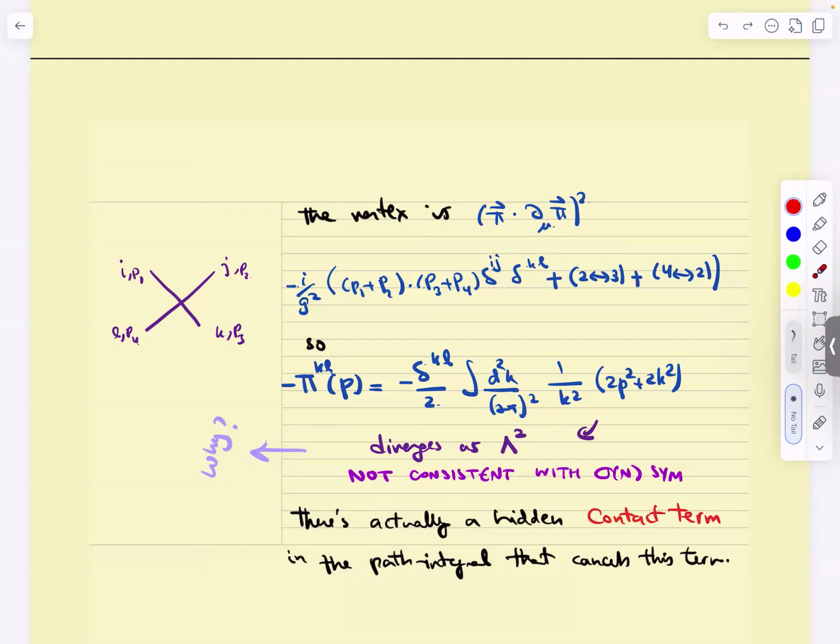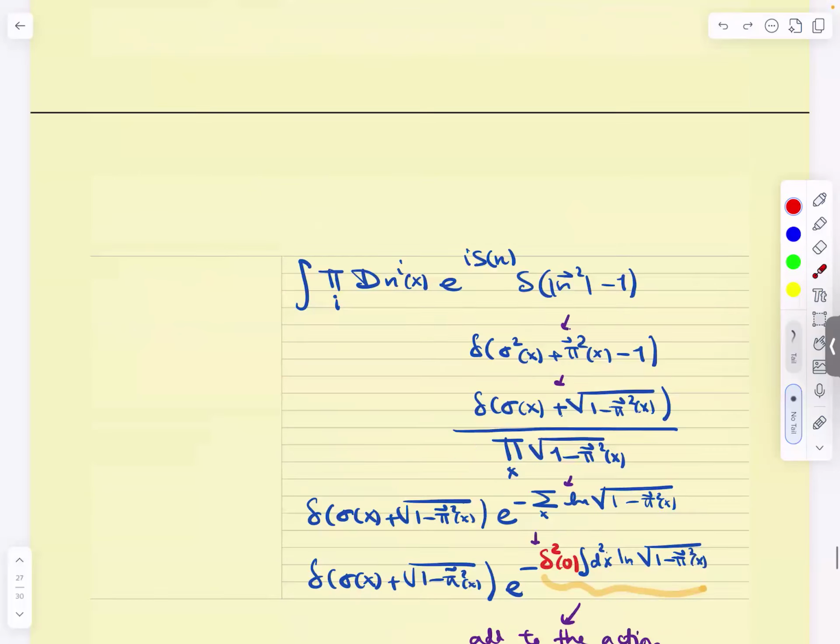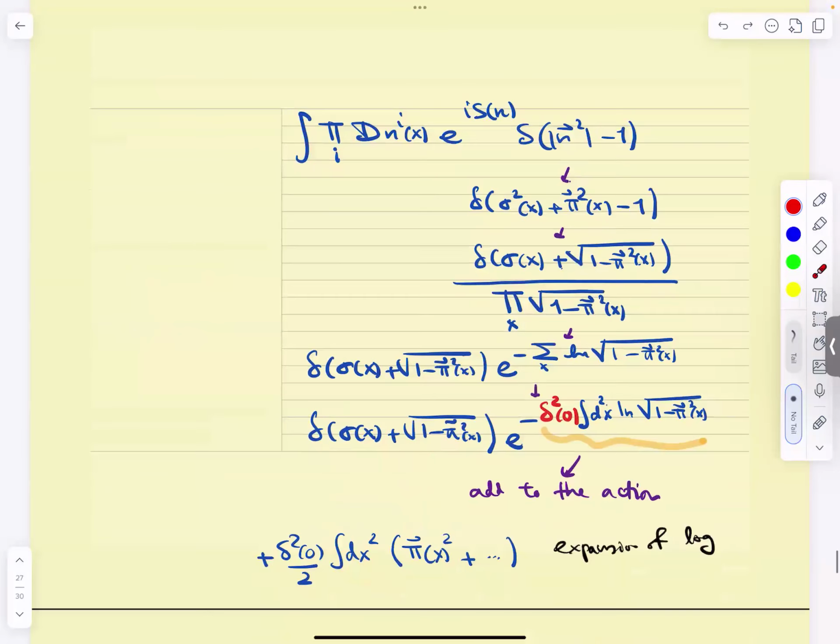Do you remember what took care of that divergence? Yeah, but when we did that, there was a counter term. There was a counter term that canceled that. Here, there's a counter term. What is that counter term? All right, let's derive the counter term and I'll be done.